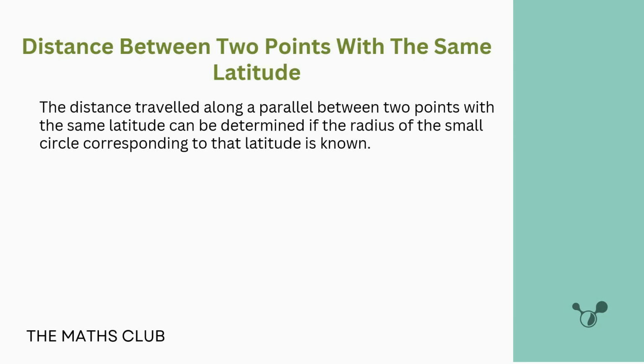So now we're looking at the distance between 2 points on the same latitude. Remember, the earlier formula does not apply except if the latitude is the equator. But this time we're looking at every other latitude except the equator. So the distance traveled along a parallel between 2 points with the same latitude can be determined if the radius of the small circle corresponding to that latitude is known.